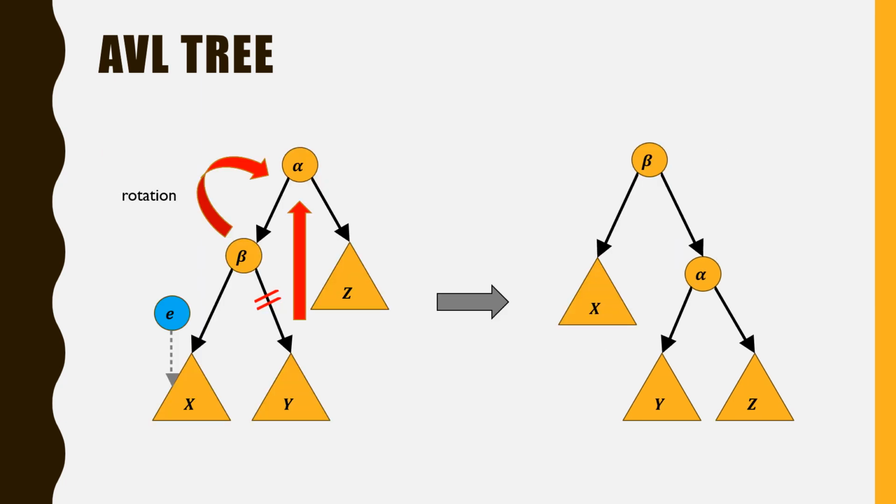The rebalancing operation to address this case is called a rotation, which rotates beta and alpha clockwise. After the rotation, beta becomes the new parent of alpha. Since each node can have at most 2 children, beta's original right subtree, y, is reassigned as the left subtree of alpha. Subtree x remains the left subtree of beta, and subtree z remains the right subtree of alpha.